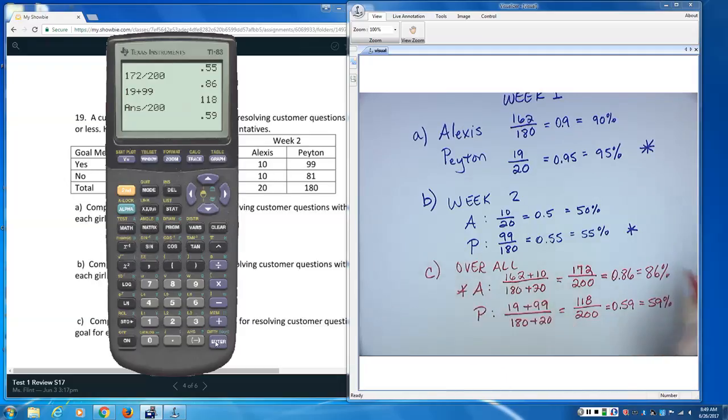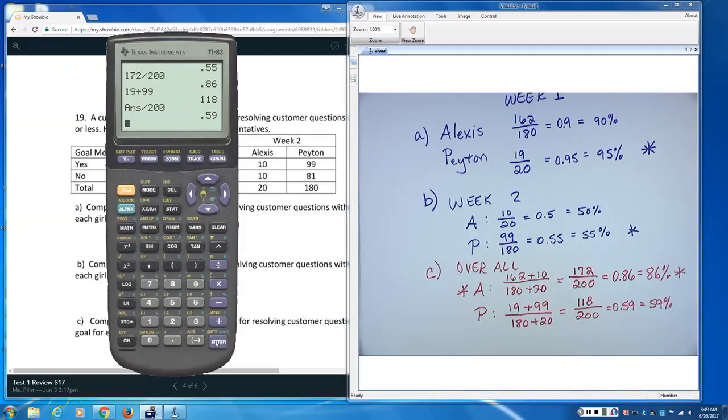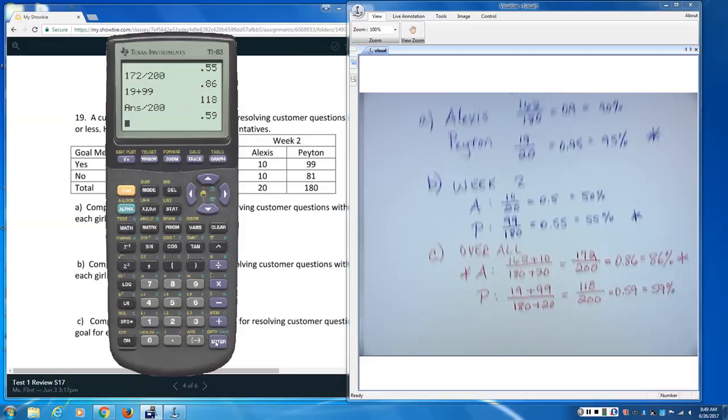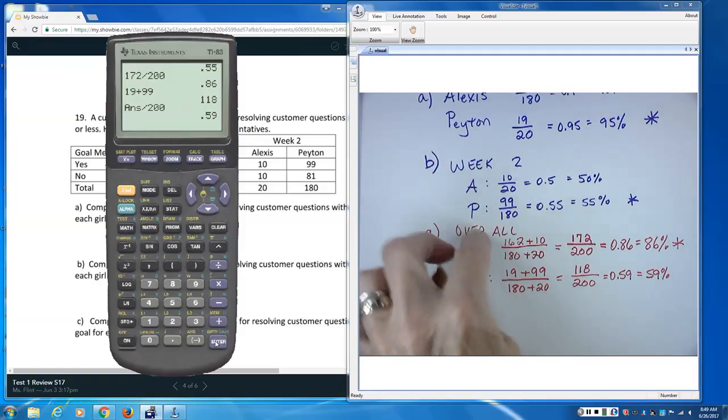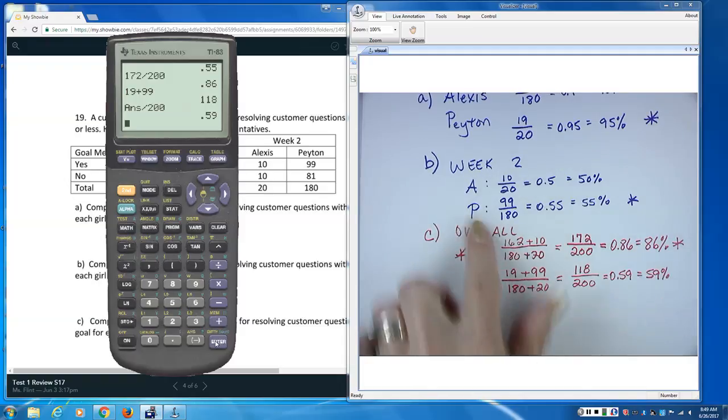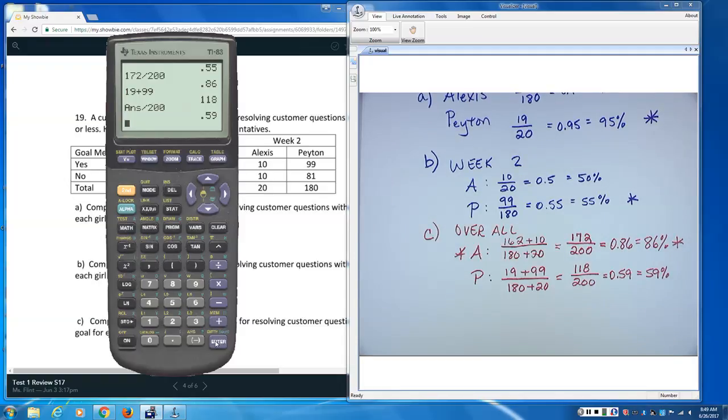So actually, overall, if you look at the 2 weeks together, Alexis did better. And this is an example of Simpson's paradox, where even though it appears in the 2 subgroups that Peyton did better, if you actually combine the 2 groups, it turns out that the other person in reality did better, and that's because of the disparity in the sample sizes.